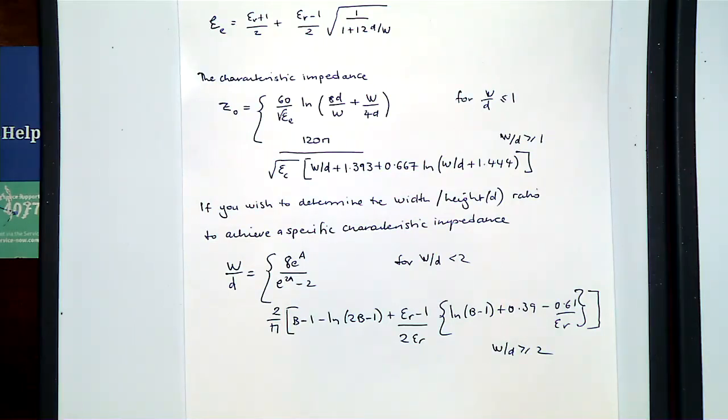So that might mean under certain circumstances, even though you might want 50 ohms, you might get 48 or you might get 52, right? As an example.